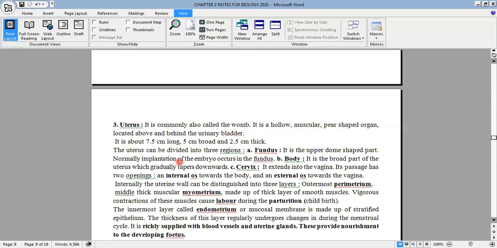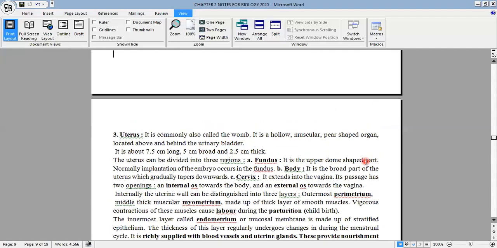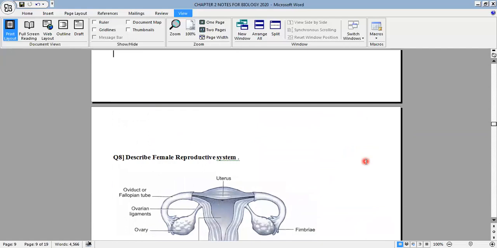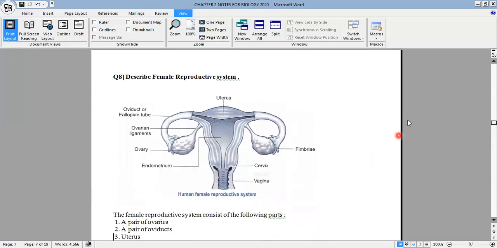You can see that the uterus has been divided into three regions. Here you can see in the diagram, the uterus divided into three regions. The first proximal part of the uterus is called the fundus. This dome-shaped part of the uterus is called the fundus. Then is the body of the uterus and last is the cervix. The proximal part is the fundus, the central part is the body of the uterus and the distal part is the cervix.